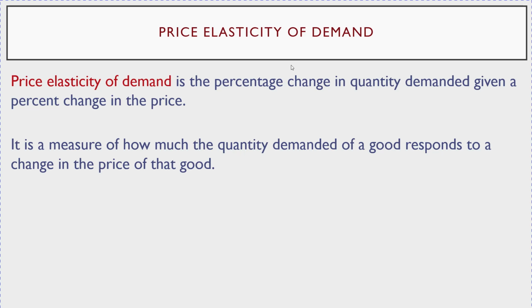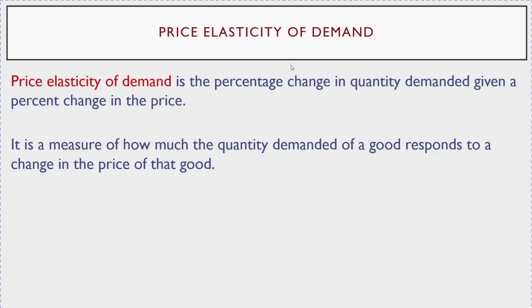Okay. So what is price elasticity of demand? It's the percentage change in quantity demanded given a percentage change in the price. Basically, it's a measure of how much the quantity demanded of a good responds to a change in the price of that good. For example, if the price of an item drops by 20%, what would happen to the demand of that good? It really depends on the type of good. Generally you would think when price falls by 20%, demand should go up. But does demand go up by 20%? Does it go up by more than 20%? Does it go up by less than 20%? Price elasticity of demand really helps us measure that.